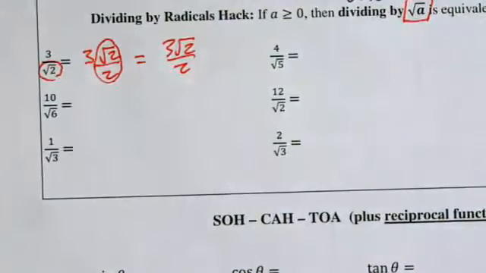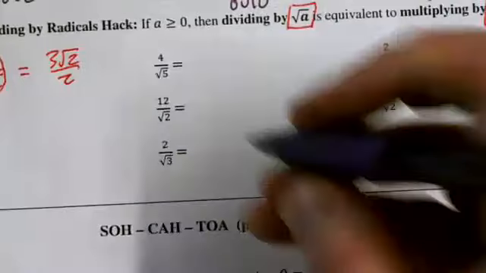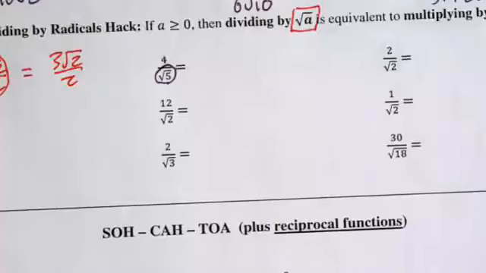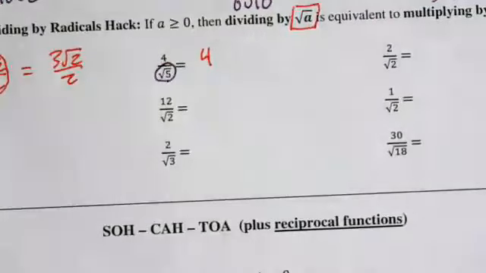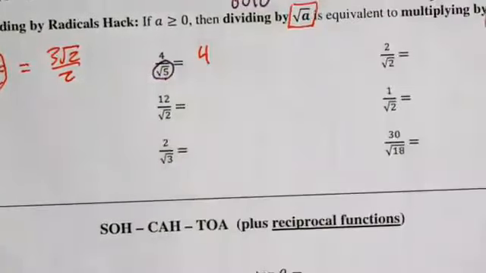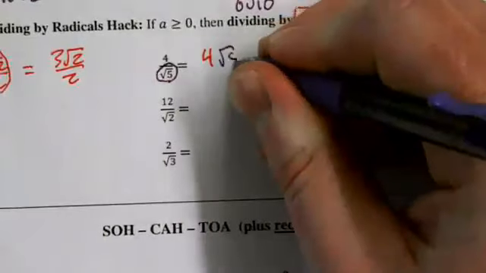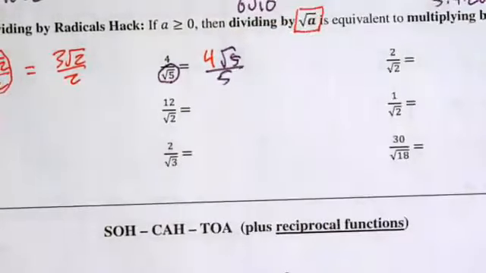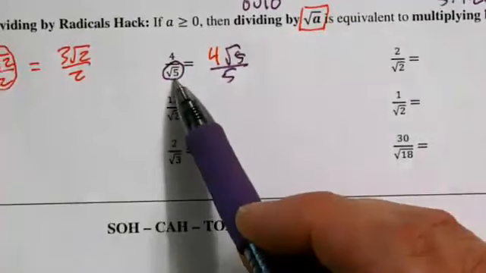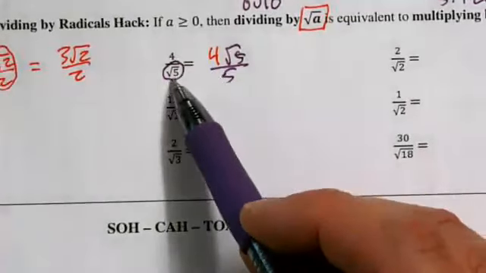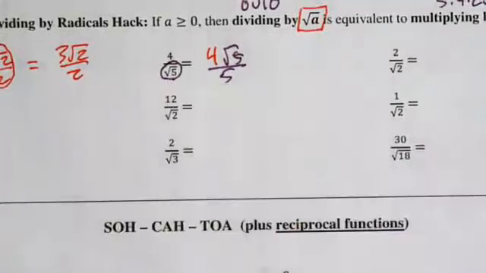All right. Check this one out. I got 4 over radical 5. I'm going to keep the 4. And instead of dividing by radical 5, I'm going to multiply it by radical 5 over 5. And that's my answer, 4 radical 5 over 5. So whatever you have in the bottom, basically you move it to the top and you take the inside and put it in the bottom. That's another way to think about it.